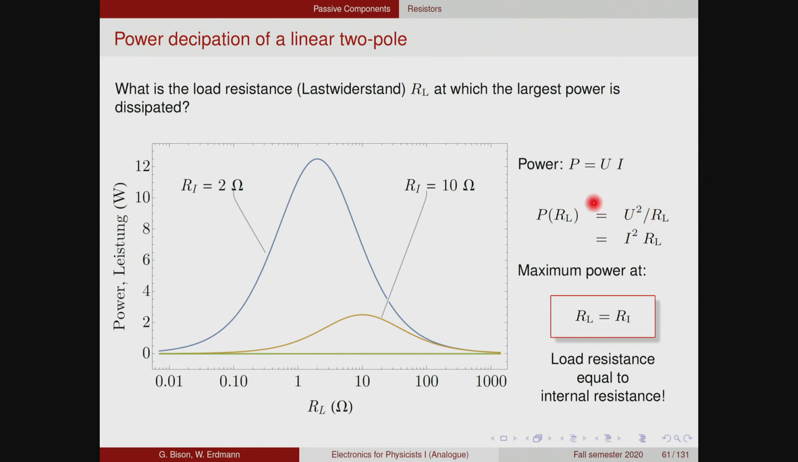Now we can use Ohm's law to convert that to voltage squared over load resistor, or current squared times load resistor. And here you see the computed power for a load for an internal resistance of 2 ohms as a function of the load resistor. And you see we get the maximum here exactly when the load resistor is equal to the internal resistor. Now, if we change the internal resistor to 10 ohms, we get the orange curve here. And again, it peaks when the load resistor is equal to the internal resistor. So our assumption is we get the maximum power out of the source when the load is equal to the internal resistance.